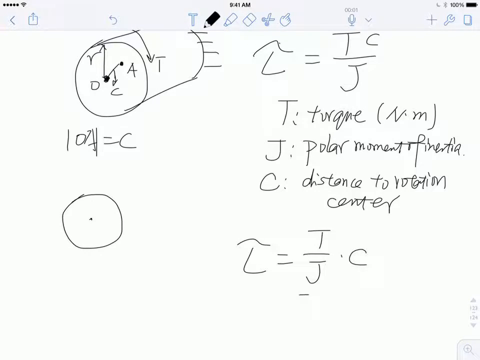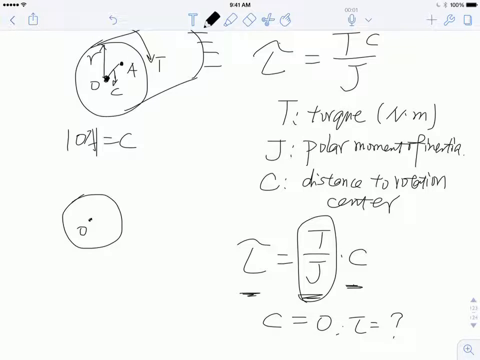I write it this way on purpose. Now, T is the torque applied. J is the polar moment of inertia, a material geometry property. So in other words, this is a constant. The torque applied is always there, and J is fixed. Now, the only variable is C, the distance to the rotational center. So tell me, when I look at the shear stress right in the rotational center, when C equals 0, tau equals what? Of course 0. That tells you in the rotational center, there's no shear stress. Make sense?